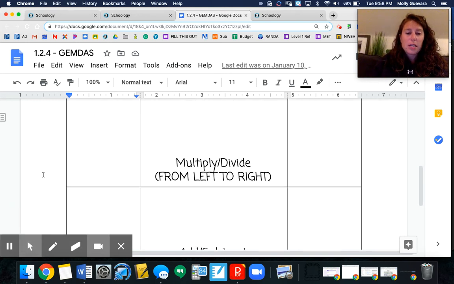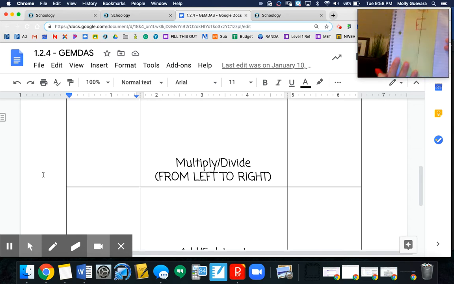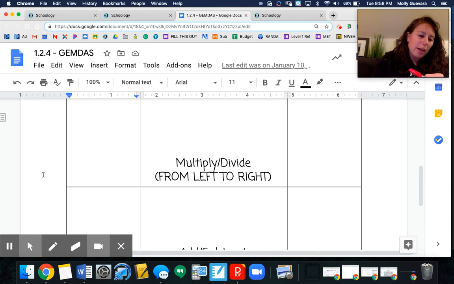The next one is multiply, divide from left to right, and that is so important. So important, okay? So on my little foldable, on the next one, I'm going to write multiply, divide. So I'm going to do it like this. Now, just because the multiply is written first does not mean you always multiply first. You go from left to right. So I'm going to add that in here. Okay, left to right.